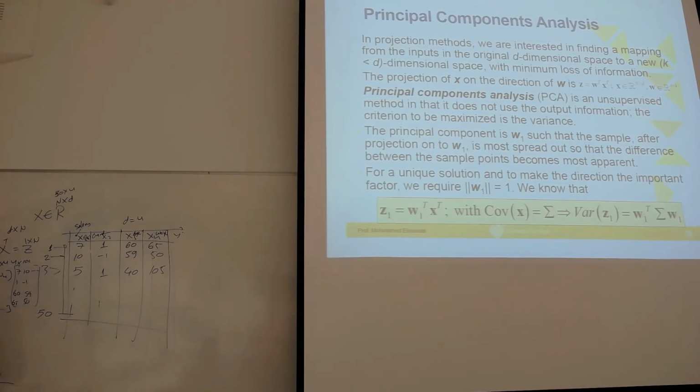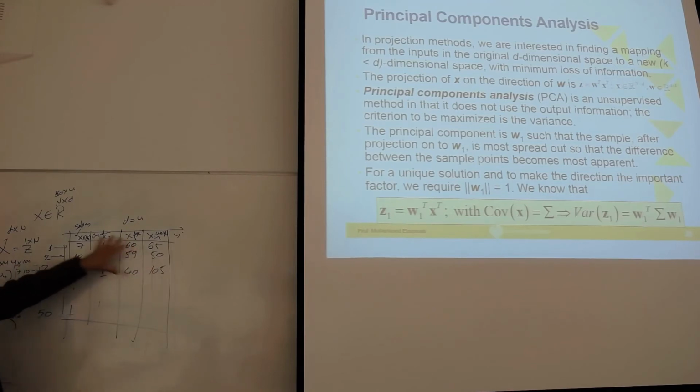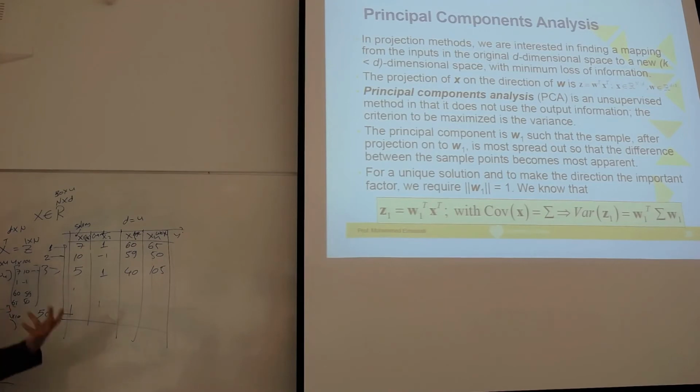I will have Z2, only 1 by 100, and Z3, and so on. What is the purpose here? The first question that we should think about is how to select W1. The idea here, they said you should select W1 in order to make this matrix as scattered as possible. Why?